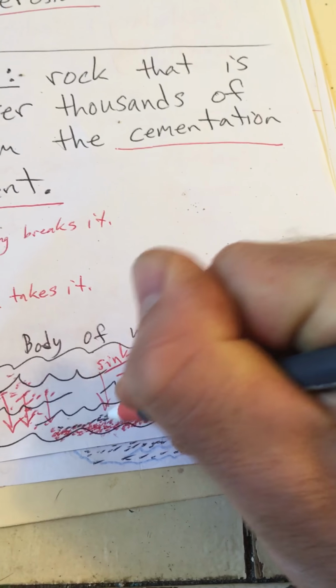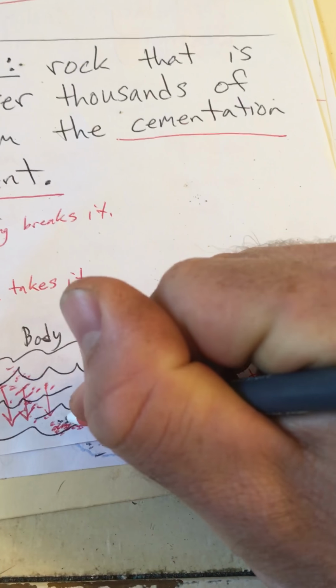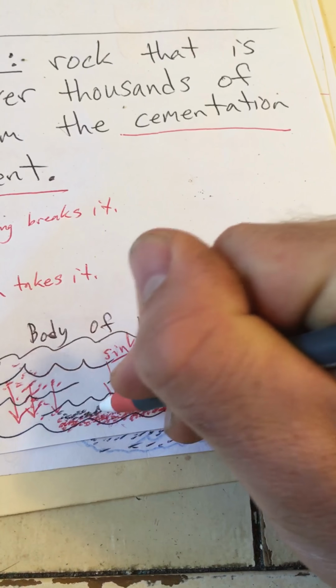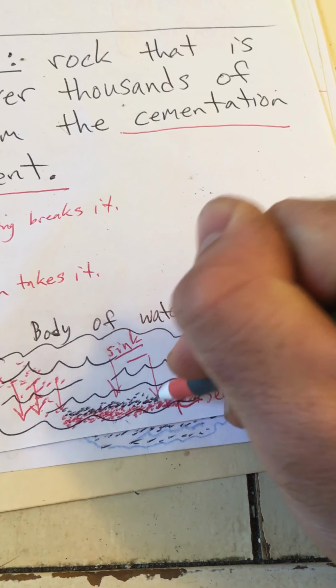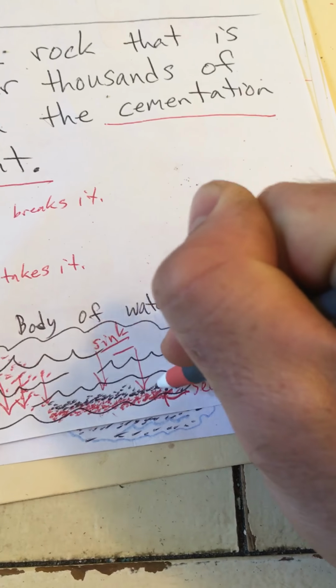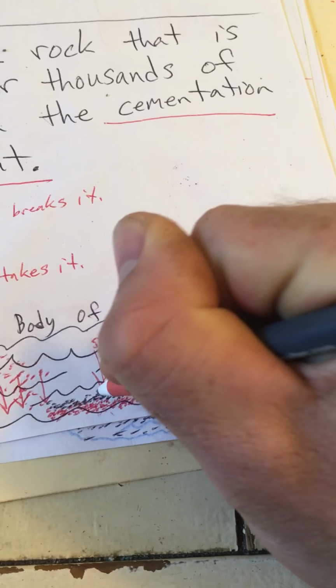So we had the red sediment at first. I'm using the red pen. Now we have some more sediment a couple years later, or many years later, dropping down, and it's creating another layer of sediment. Okay, so what's happening here?